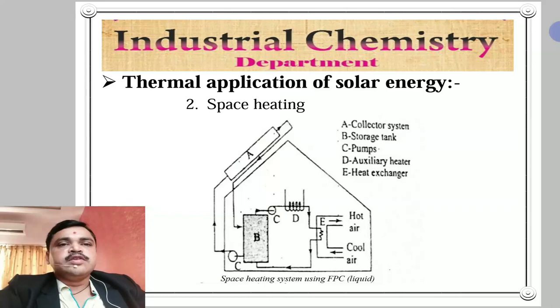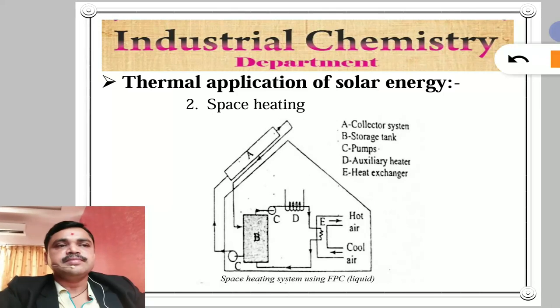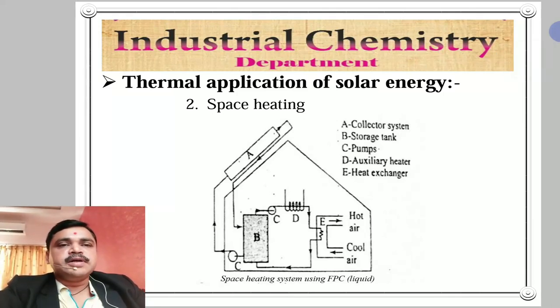In the presence of solar energy, we heat space and use this space in our various needs. So our thermal application of solar energy, number two, is space heating. The figure shown is a space heating system using a flat plate collector, and the heating medium is liquid. Some of the parts of the heating system are described in the figure. Here A is the collecting system, that is the flat plate collector, and we use water as fluid.